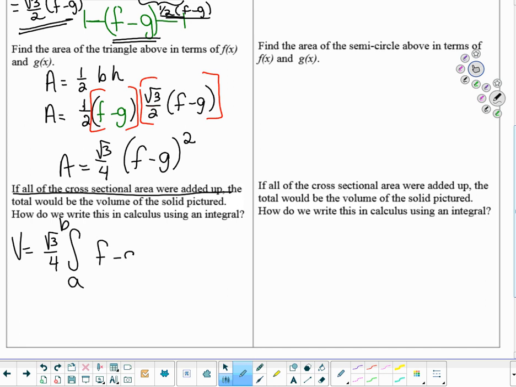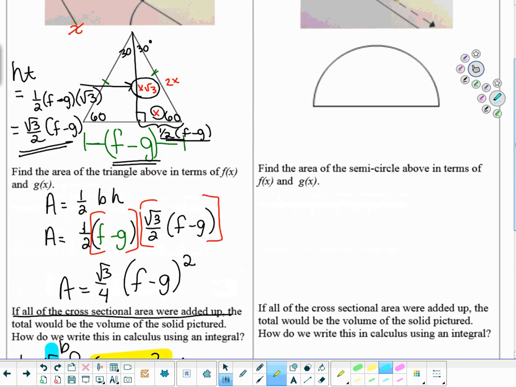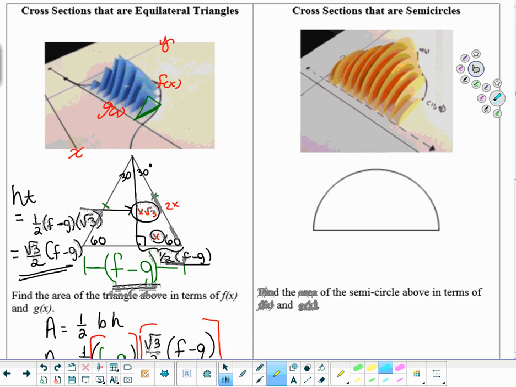F minus g quantity squared. If you flip your page over, we have seen this pattern before, haven't we? F minus g quantity squared. Now I just have a new coefficient for an equilateral triangle. And I think you can see how we came up with that. Root 3 over 4.